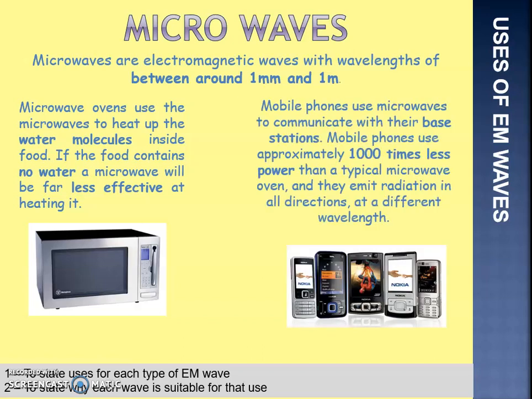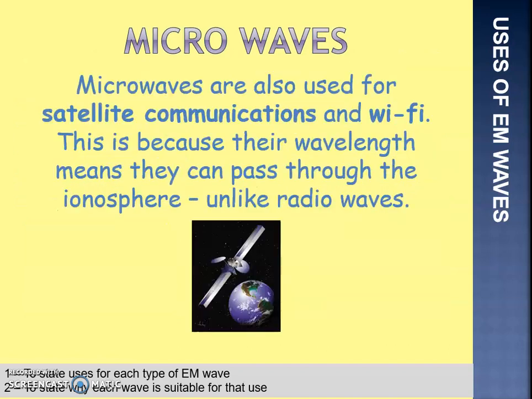Mobile phones also use microwaves to communicate with what we call their base stations, so it sends a message to their base stations from microwaves. Mobile phones use around 1,000 times less power than a typical microwave oven, so they're not dangerous to us at all, and they emit radiation in all directions at a different wavelength than microwaves, so there's no real risk in using mobile phones. Microwaves are also used for satellite communications and Wi-Fi.